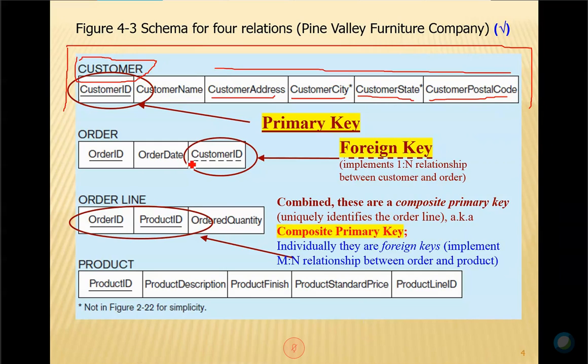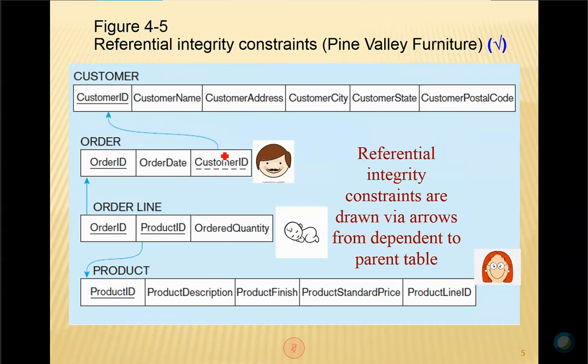It's not composite anymore. And then, like in the ER diagram, we need to underline which one is the primary key. We also need to underline using a dash line what the foreign key is. So we need to know what the foreign key and primary key are. And we also need to know from the foreign key where it points back to. Okay, I use the analogy.